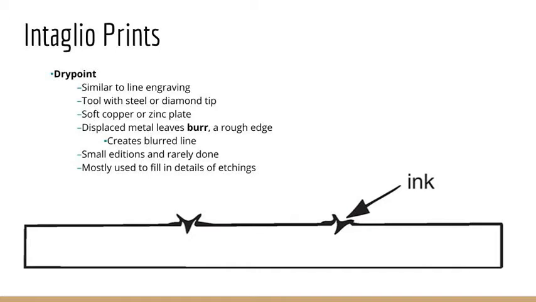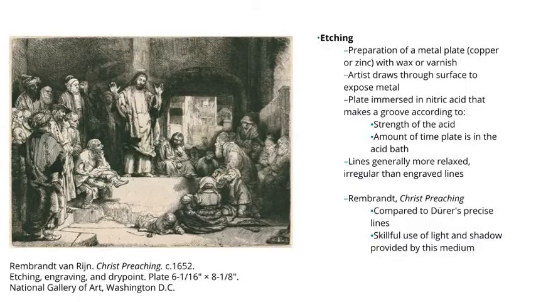So for etching, this is when you take a preparation of a metal plate, so copper or zinc, and you put a wax or varnish over it, and then you will draw through the surface of the wax or varnish to expose the metal. And then you take that metal plate and you immerse it in nitric acid that makes a groove according to either the strength of the acid or the amount of time that the plate is left in the acid bath. So basically everywhere that you left the metal exposed, everywhere that you carved away that amount of wax or varnish is where the acid eats away a little bit at the plate.